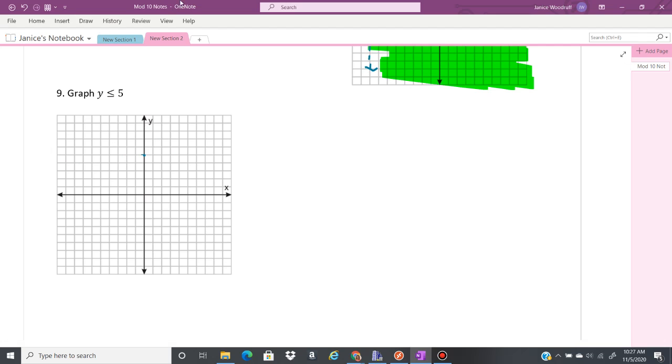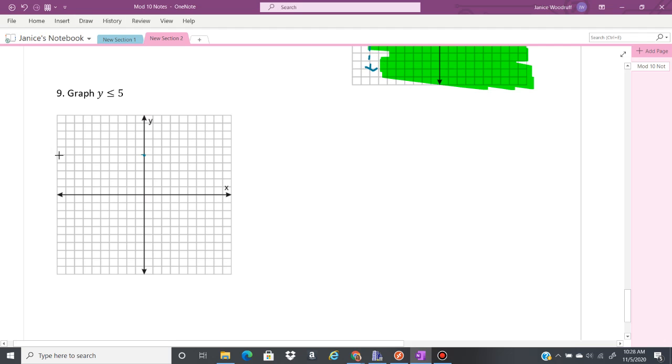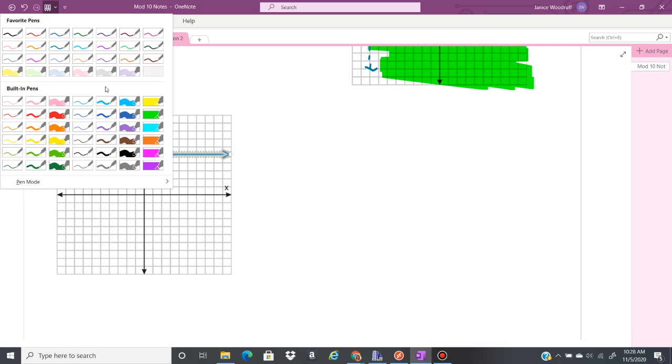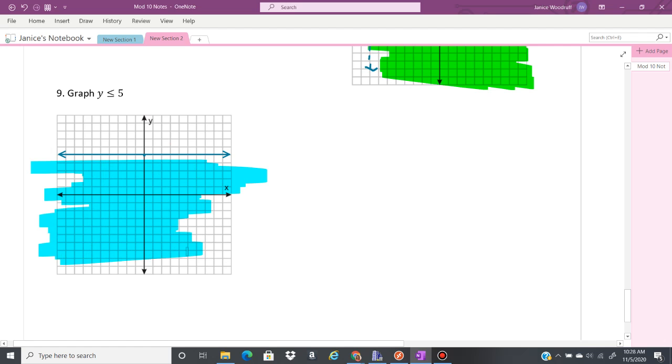So if I get my solid line, we are going to go right here. And then it is less than or equal to 5, so you would shade below this line. And that is it for graphing inequalities.